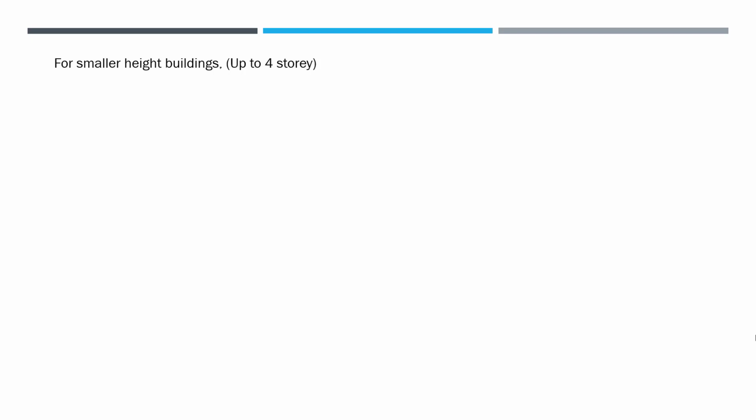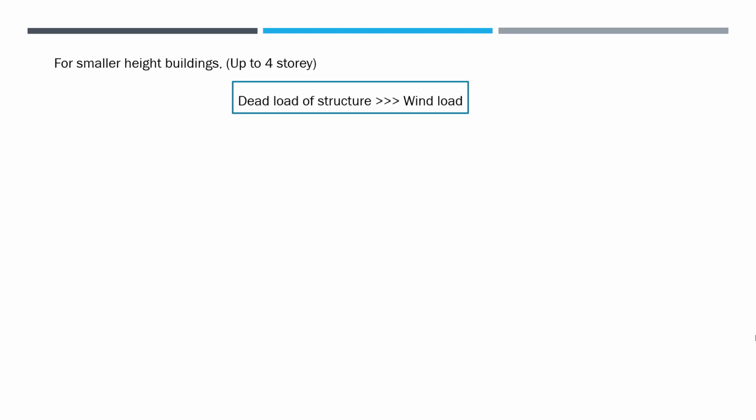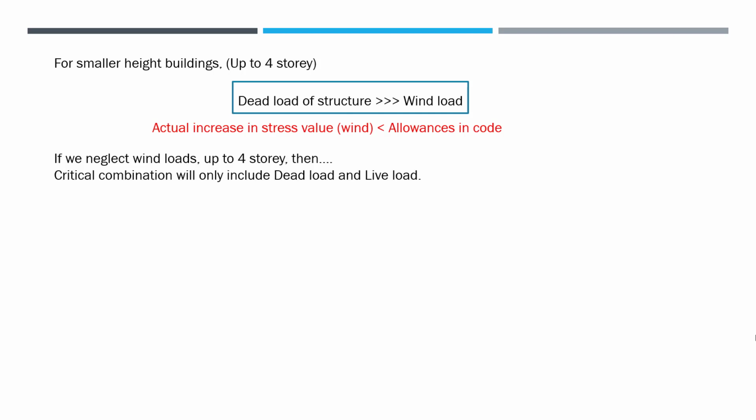For smaller height buildings, the dead load of concrete structures is so large compared to wind loads that the actual increase in stress due to wind is less than the allowance due to safety factors given in design by code. Since for buildings up to 4 stories wind load is neglected, the elements are to be designed only for critical combinations of dead load and live load.